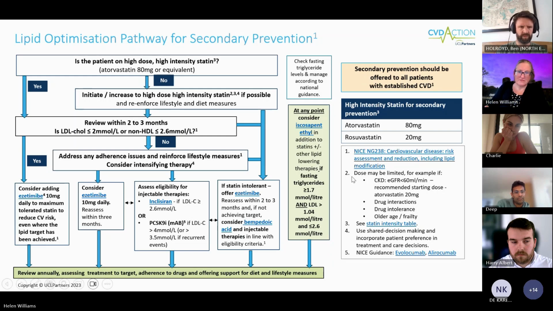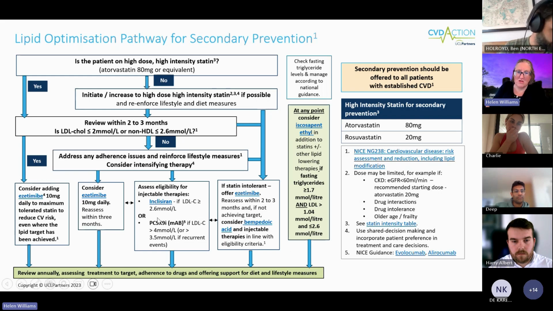The challenge with adding ezetimibe automatically is, so you have a patient who's on high dose, high intensity statin, Atorva 80, their LDL is 2.7, so they're not at target. We're aiming for a target of 2. If you start ezetimibe in that patient, you'll bring their cholesterol down, but you won't bring it to target. Ezetimibe only gives an extra 20% or so, you might get to 2.3. They've still not met target.